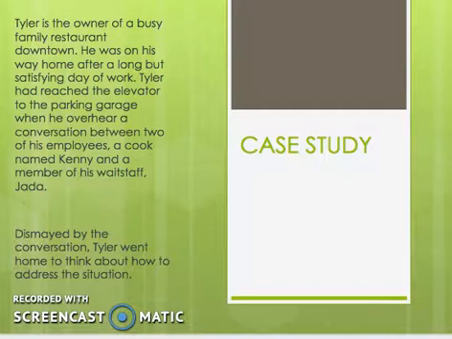Now, as you read through the chapter, I want you to think about these 3 questions. 1. What are the problems in Tyler's establishment? 2. What are the potential solutions to these problems? And 3. How can Tyler determine that the problems have been solved?